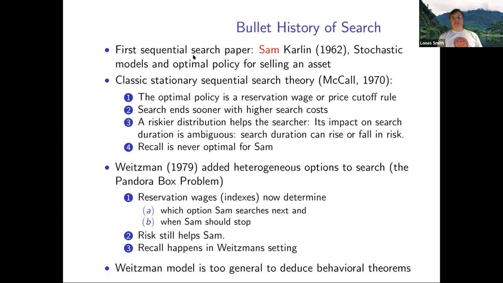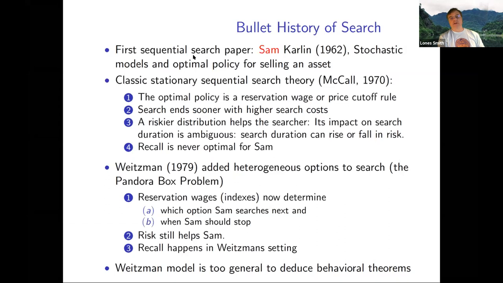Okay, but we tend to date it back to McCall, 1970, who wrote a very simple paper. What's the lesson? It's the lesson we get out of all sequential search models, that you have to have a reservation price or a reservation wage. And if you ask, what are the predictions? Well, if I tell you that the search cost goes up, you're not going to search as much, big deal. But I ask you, what happens if the distribution of prizes changes? Well, if it grows riskier, Sam is better off, but what happens to your behavior? No idea. And in this informational vacuum, you're never going to recall, because it's a stationary environment.